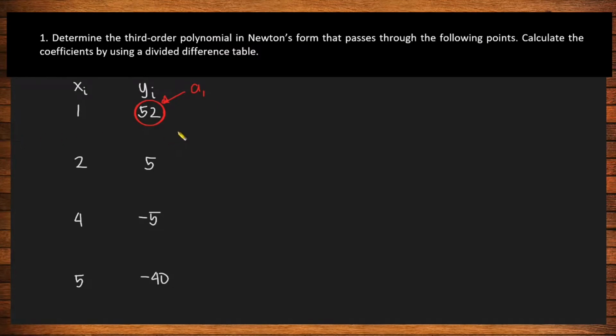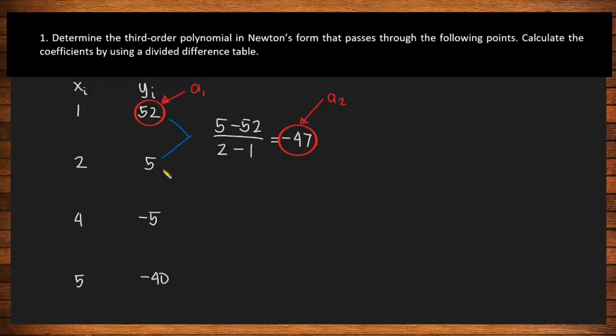So, next na gagawin natin is we are going to get the first divided differences. So, using these 2 data points, bali again, yung ilalagay natin sa numerator ng divided difference natin is yung difference ng y values. So, we will have 5 minus 52. And then sa denominator naman is yung difference ng x values. So, that will be 2 minus 1. Okay? So, this will be equal to negative 47. And this is actually the value of our second coefficient, a sub 2.